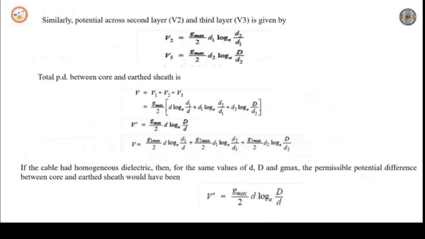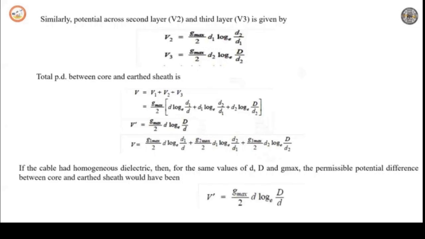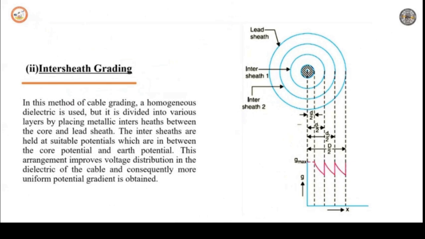After that, we will find stress is maximum at the inner surface of dielectric epsilon 2, that is at x is equal to d1 by 2. Then G2 max is equal to Q by pi epsilon naught 2 into d1. Substituting Q in terms of V, we get finally G max, which is written here, that is the final relation. If the cable had homogeneous dielectric, then for the same value of D, capital D, and G max, the permissible potential difference between core and earth sheath will be like this. So that is a brief discussion about capacitance grading.